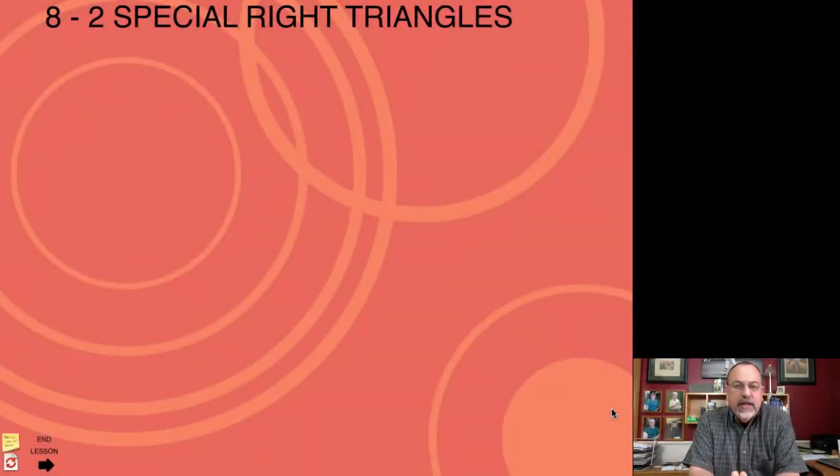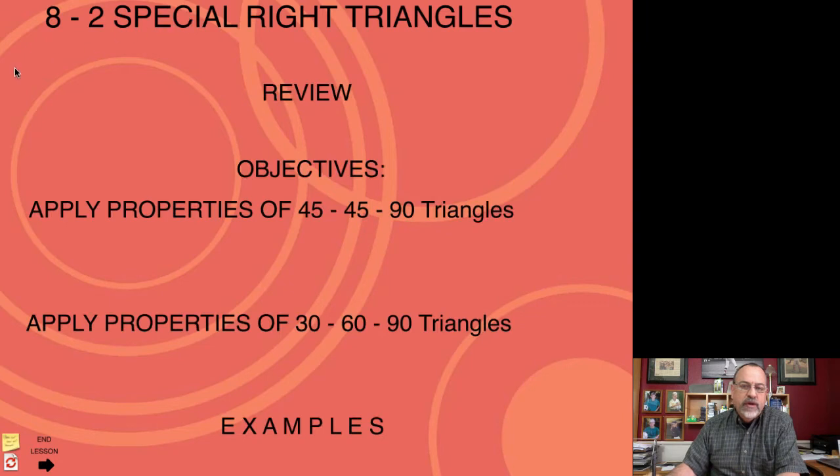Geometry, Chapter 8, Lesson 2, and we want to begin our introduction of trigonometry by looking at two special types of right triangles, and those are the 45-45-90 triangle and a 30-60-90 triangle. Those numbers represent the measure of the angles. But before we do that, I want to review some of the things we know about right triangles, because we're going to use those properties to begin investigating these special triangles.